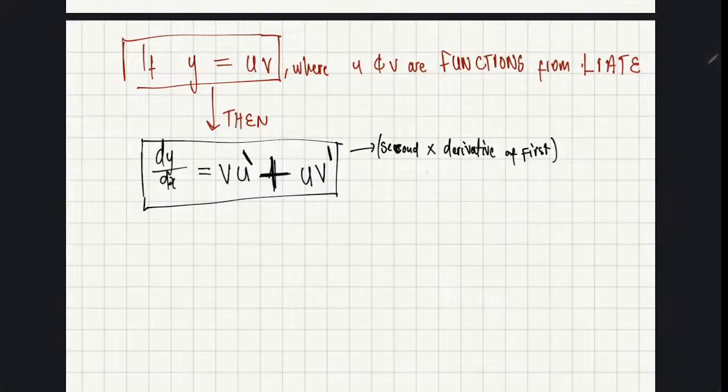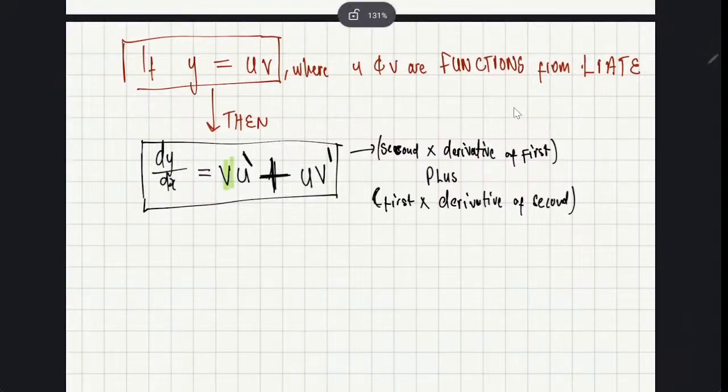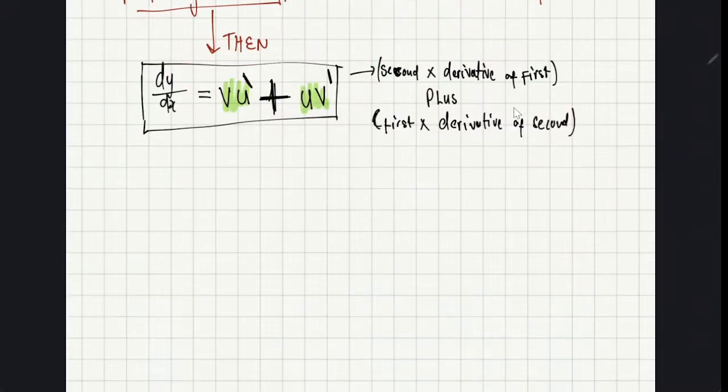First times derivative of second. Like this. First times derivative of second. So this is the product rule. What we were teaching you is how you are going to do it. We'll do examples. Let me do the example.